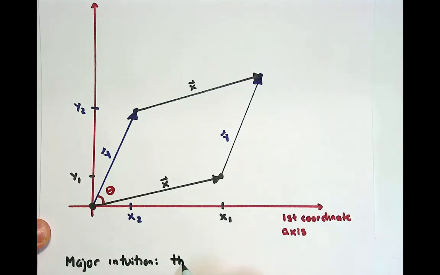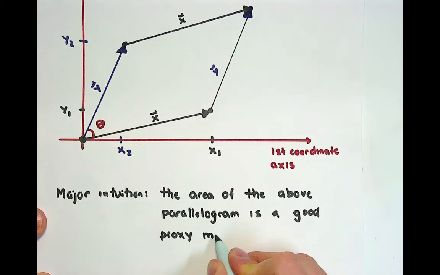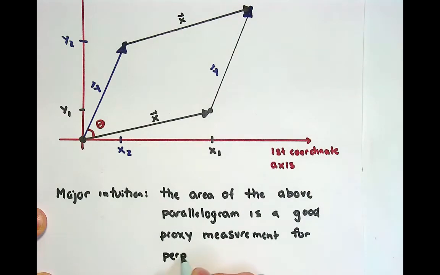The area of the above parallelogram is a good proxy substitute measurement for perpendicularity of angle theta.